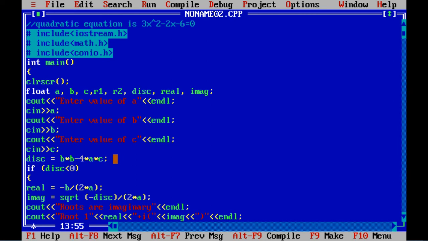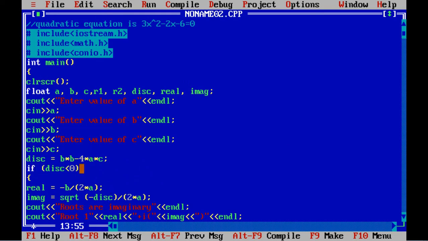By an assignment statement, we have assigned the disc variable with this expression, and as we have seen, in one case the roots are imaginary. If the roots are imaginary, every root has a real and an imaginary part separated by iota. So we have taken two variables, real and image, for the imaginary root.